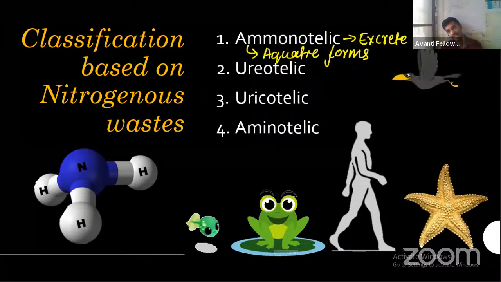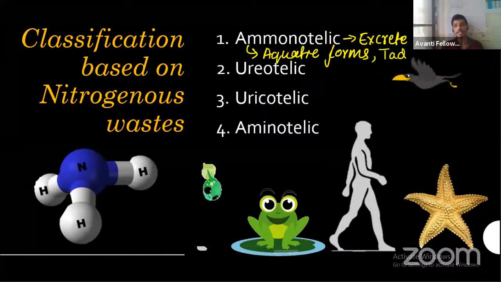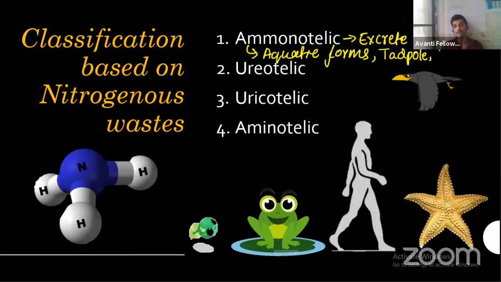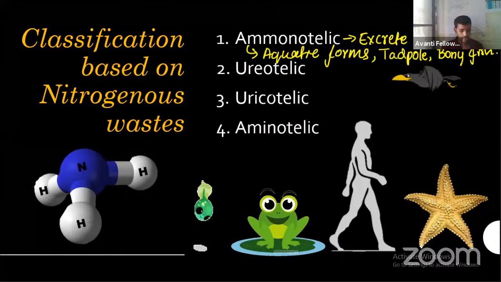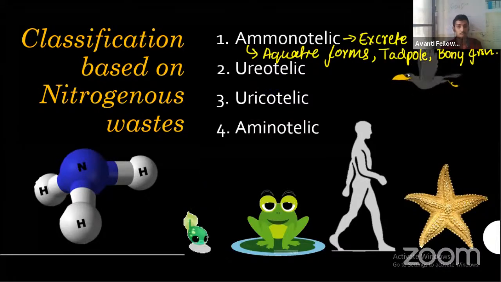Can we give any examples? Yes, we can go for the example of tadpole and bony fishes. Don't think about what bony means, just think about fish. Bony fishes and some other aquatic forms also excrete nitrogenous waste in the form of ammonia.